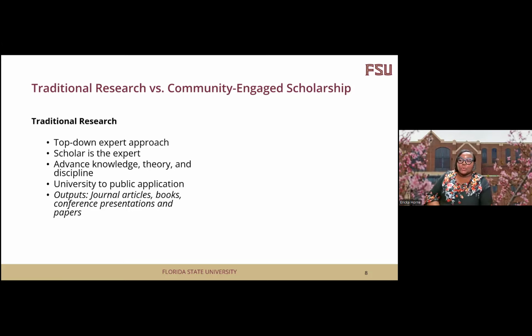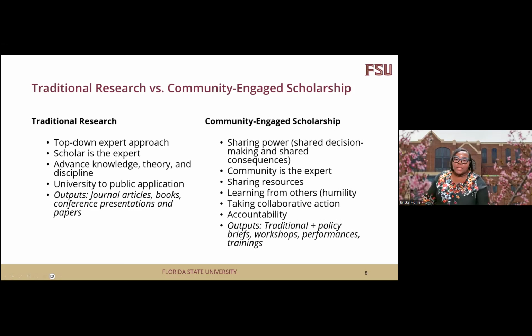Now, when it comes to traditional research, we always talk about how you measure your scholarly activity. It's through your outputs: journal articles, books, book chapters, conference presentations, papers. Having all of these different scholarly levels is what traditional research looks like. But when we talk about community engaged scholarship, that's where we see the shift from the expert being the researcher in the university to shared power, shared decision making, and shared consequences. Now everything doesn't fall just on the university researcher. It's not only their decision about what gets done. The researcher from the academic institution is not the main expert. The community is the expert.